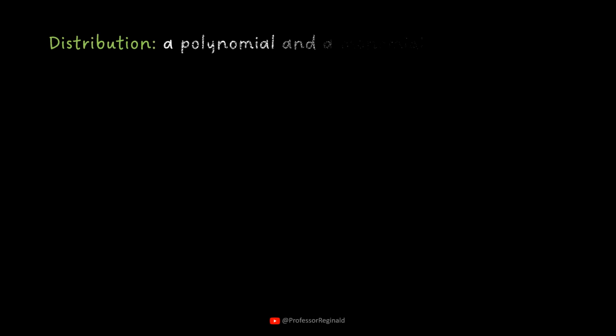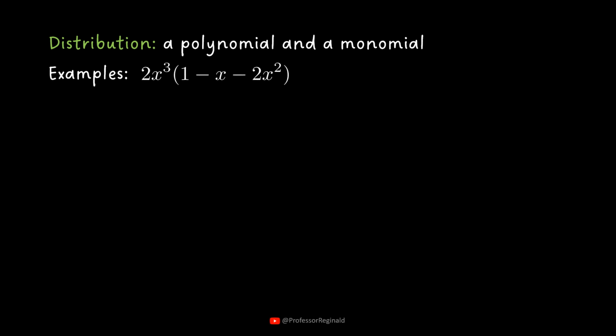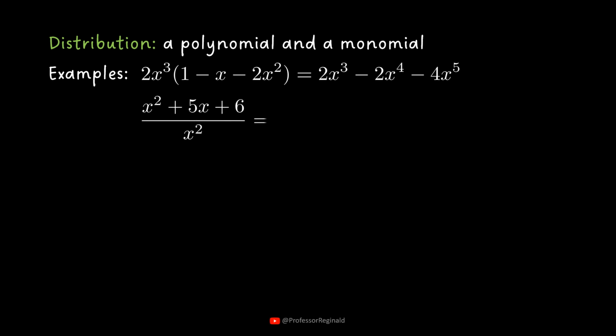Distribution. Multiplication and division involving a polynomial and a monomial. Decompose a complicated product or quotient into a sum of terms. Multiplication. Distribute the monomial by multiplying it with each term of the polynomial. Division. Distribute the monomial by dividing each term of the polynomial by this monomial.